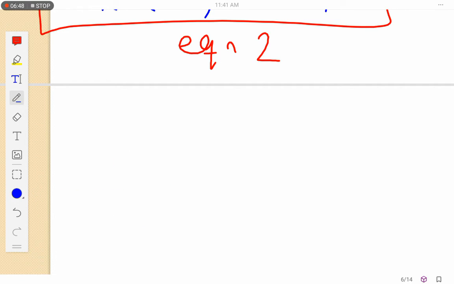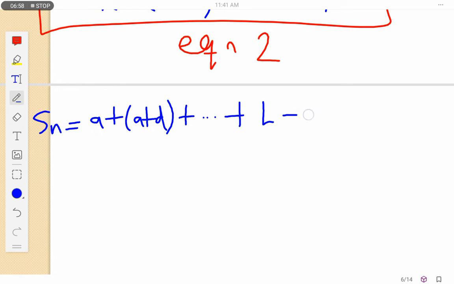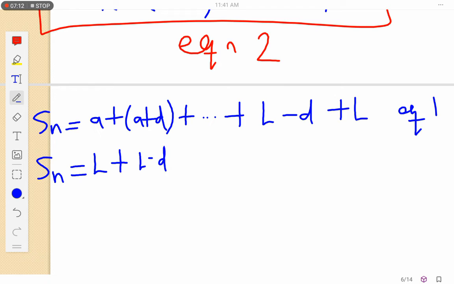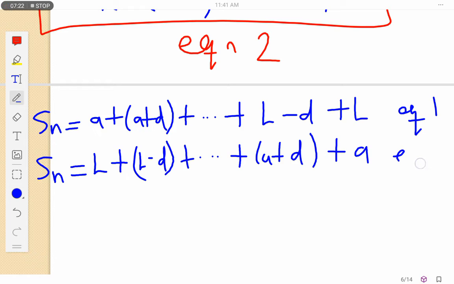So I've got Sn is equals to a plus d plus dot dot dot plus L minus d plus L. This is number 1. Then the second one, Sn is equals to L plus L minus d, then plus dot dot dot. Remember I left out that one, a plus d, then plus a. I left out the one with a 2 there. Okay, so these are my equations like this.